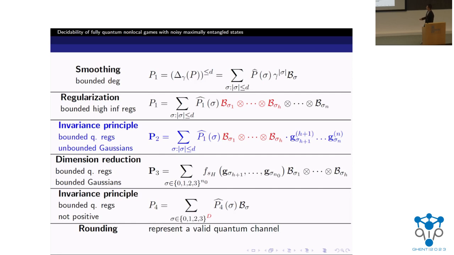The next step is to substitute all registers with low influence to Gaussian variables. Here, the tensor product is replaced by the dots. This step is called the invariance principle, whose analog on Boolean functions is a generalization of the central limit theorem. Note that the P2 here is a random operator.